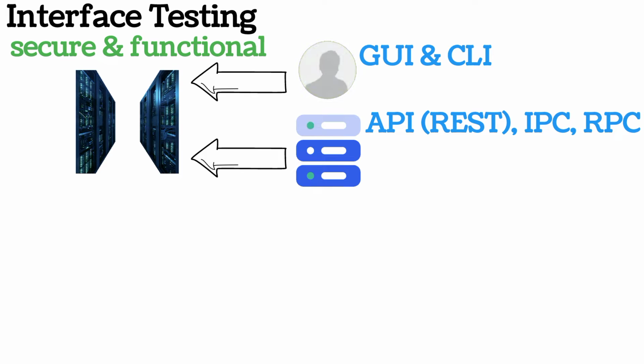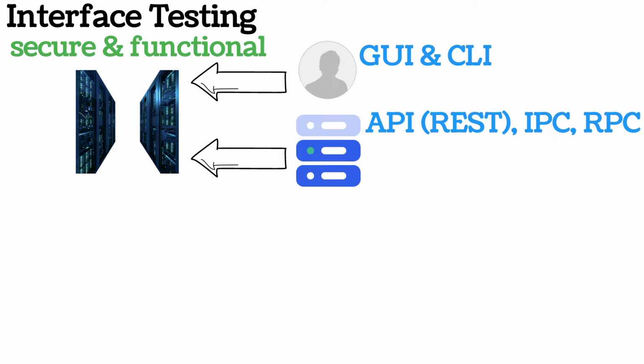So application programming interfaces include the REST or representational state transfer APIs, which use HTTP or HTTPS to communicate with the functionality of a system. So a system accesses the functionality of another system using these web APIs over a web protocol.